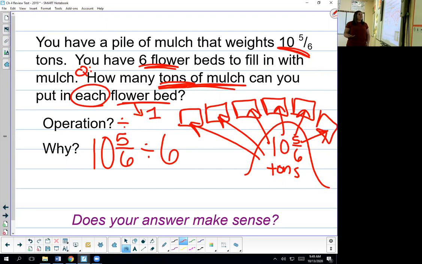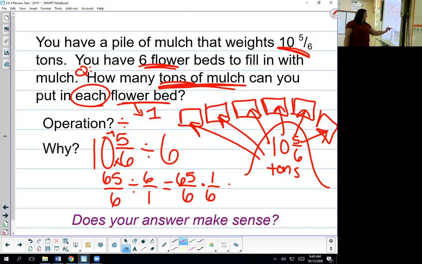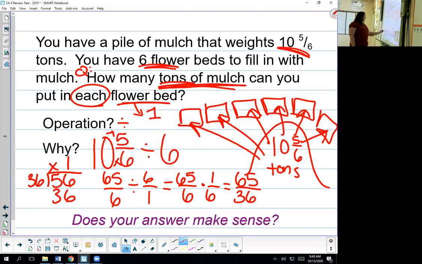Okay, let's see if this answer is reasonable, because if you do it the other way around, your answer will not make any sense. So this would be 65 over 6, divided by 6 over 1. I did not flip anything, I just did make it improper. Step 2, keep the first, multiply by the reciprocal. You actually get 65 over 36. So how many 36s go into 65? That's going to give you 1 with a remainder of 29. But logically here, you would have 1 and 29 out of 36.